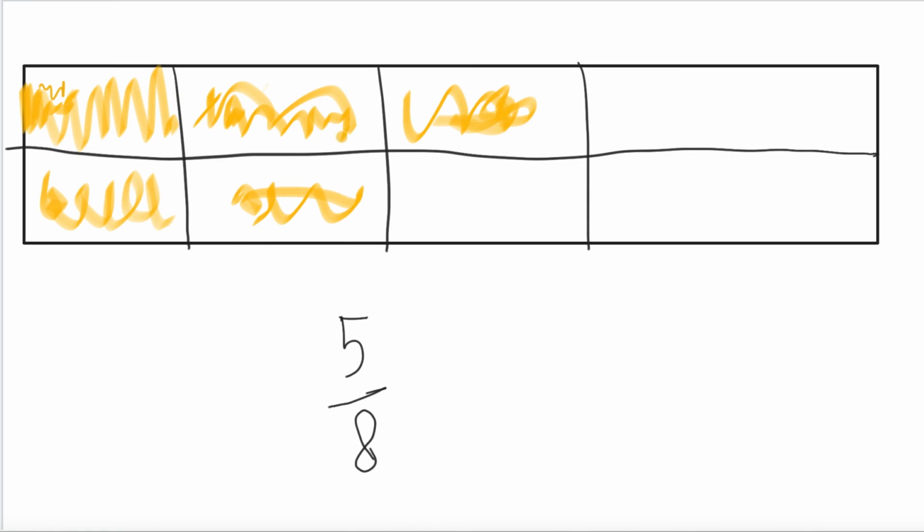We have the denominator, which is how many parts in the whole, which is 8. That means we have drawn the correct amount of parts, and we have shaded the correct amount of parts as well, because the numerator is the amount that has to be shaded. And the numerator in this case was 5, so we shaded 5.